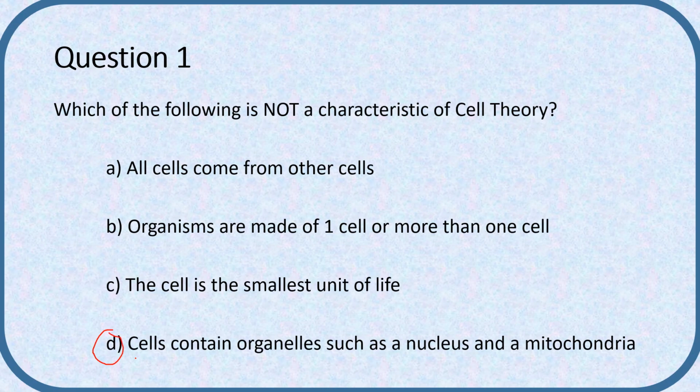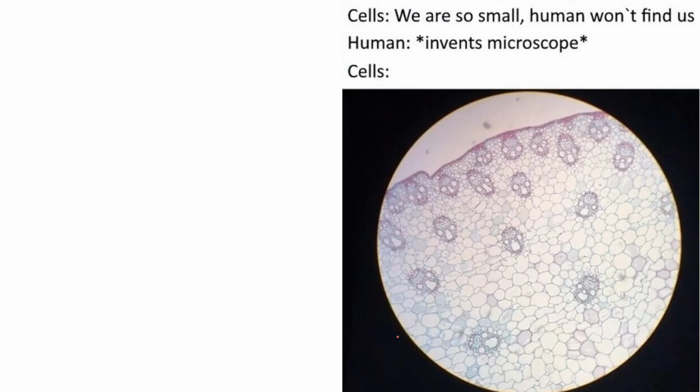The answer would be D. Cells contain other organelles such as a nucleus and mitochondria. And while that is true for humans, that's not true for all cells. For example, bacteria cells don't contain a nucleus and mitochondria. They don't have those organelles like that. They have the material, they're just not organelles. So D would be the correct answer for that.